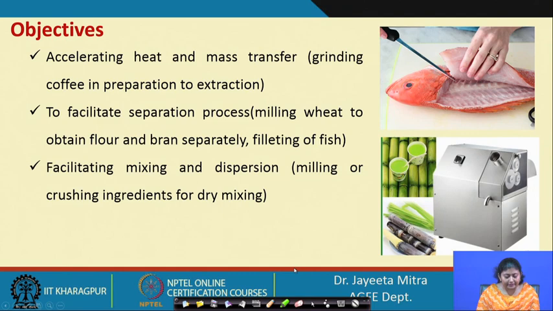Then facilitating mixing and dispersion, for example, milling or crushing ingredients for dry mixing. Now, if we use bigger size particles and we want to prepare a mix of two different spices, for example, then mixing will not be proper and a non homogeneous structure will result when we use that mixture in food. So, we will have trouble in optimizing the quantity of the mixture.